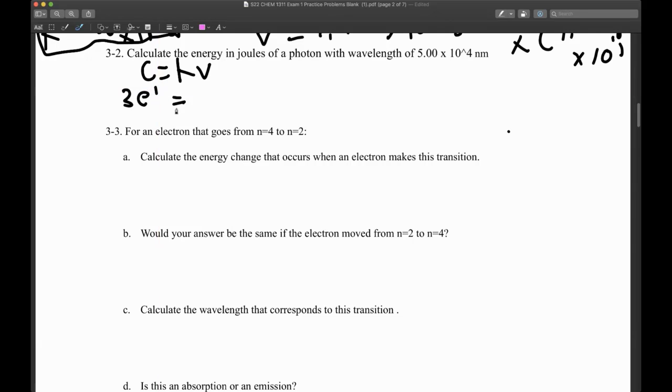That's an 8, excuse me. Wavelength is 5 times 10 to the 4 nanometers. However, we got to convert that into meters themselves, so we just get a 9 here. And then what we get is, this is a 4, sorry. And then we solve for frequency, we get this value.